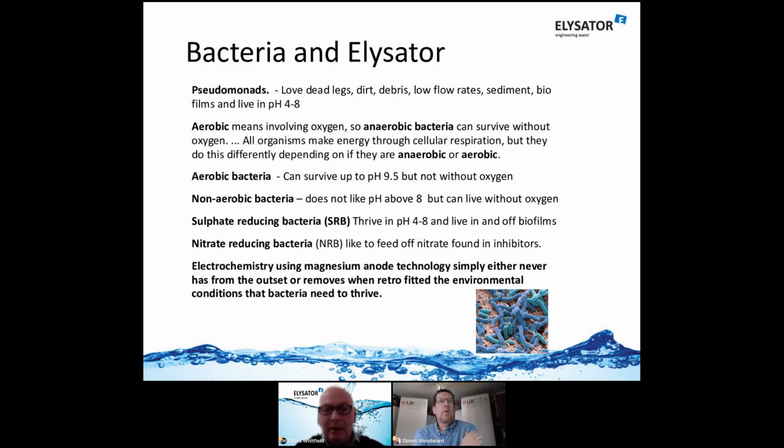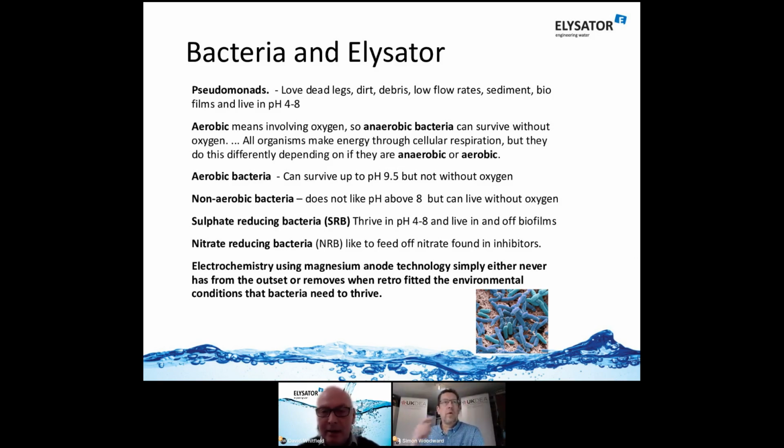And then bacteria, the environment that we create for bacteria. These are all the bacteria that we get in our systems which cause problems. The range that we settle out around is about 9.4 pH. We've got no oxygen in the system and low conductivity. If you look at all the different bacteria, Pseudomonas need between 4 and 8 pH, and we're above that. Aerobic bacteria can survive up to 9.5, but not without oxygen. We take the oxygen away. Non-aerobic does not like pH above 8, and we're above that.